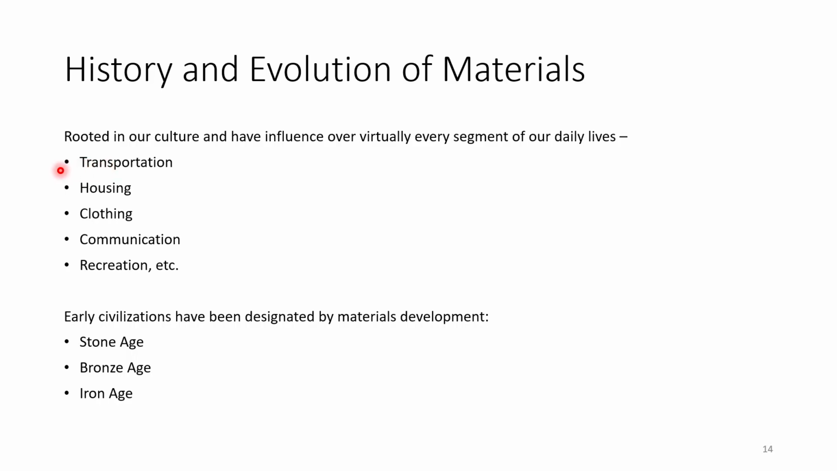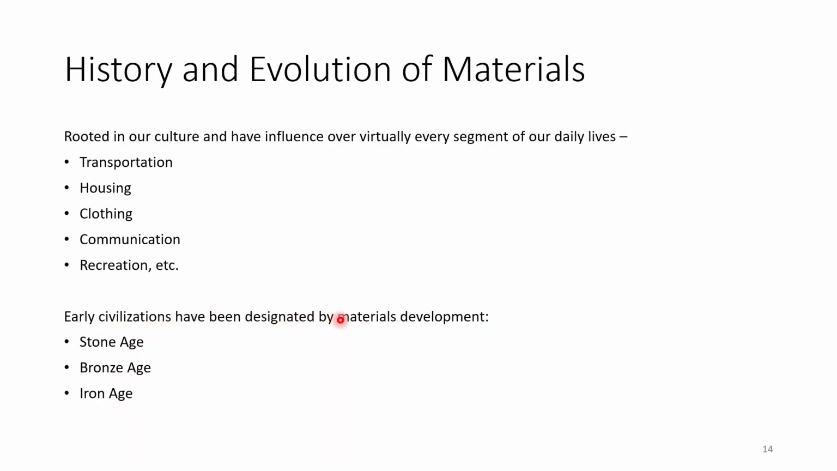All these require some materials for their making. For example, you require steels, aluminum and some composites. In case of housing, in case of clothing, fabrics as well, they require either polymers or some cotton and other polymers which are natural. Communication, for example your mobile phone as well, requires a lot of materials. Recreational activities also require materials.